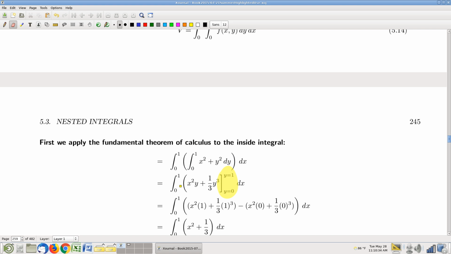So you're going to plug in those values 0 and 1 into, for example, there and there, which makes this turn into that. And then plugging in y equals 0 there and there turns this into that. And so notice we have our familiar capital F of B minus capital F of A. It's just the fundamental theorem of calculus.